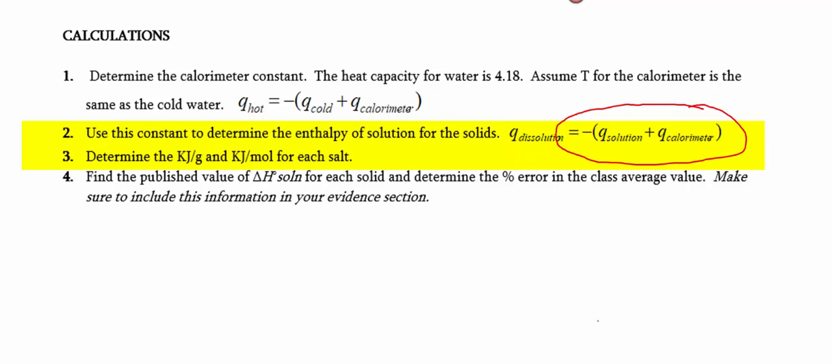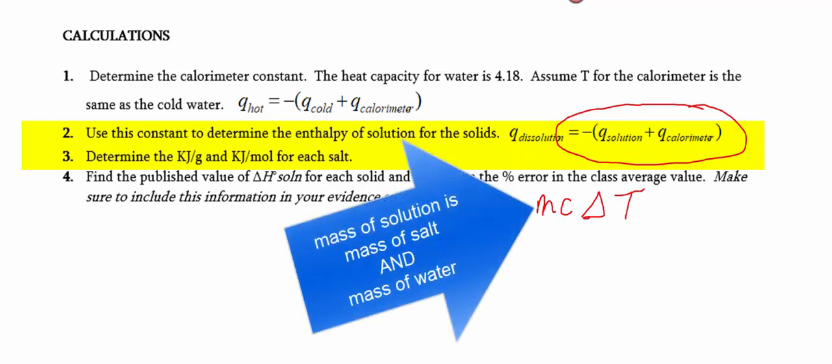And you're going to have to calculate it. Your Q of solution is MCAT, or MC delta T. Now remember, the mass of your solution is your salt and your water. Okay, so let's go back a minute. When your salt dissolves in water, that's Q of dissolution.